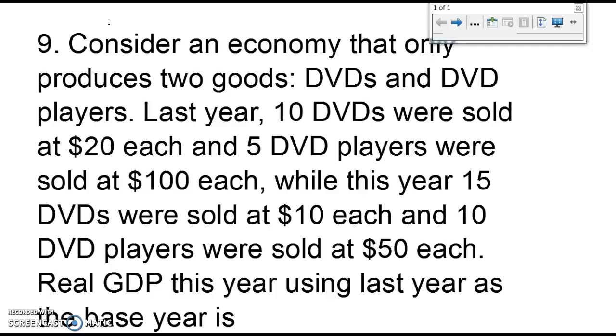Last year, 10 DVDs were sold at $20 each, and 5 DVD players were sold at $100 each. This year, 15 DVDs were sold at $10 each, and 10 DVD players were sold at $50 each. Okay, so this is really confusing. We have changing amounts of output, we have changing prices. What's going on, right? How are we supposed to calculate this?